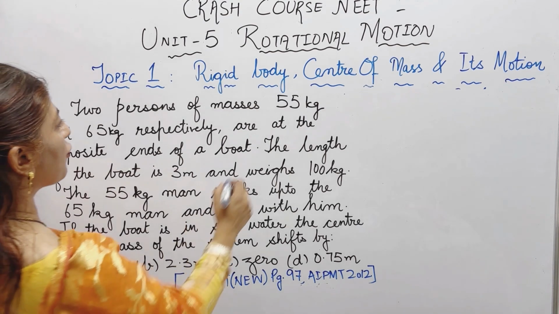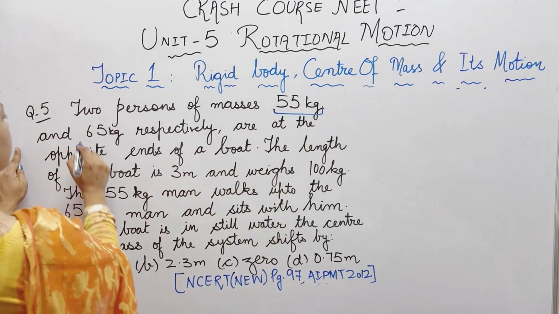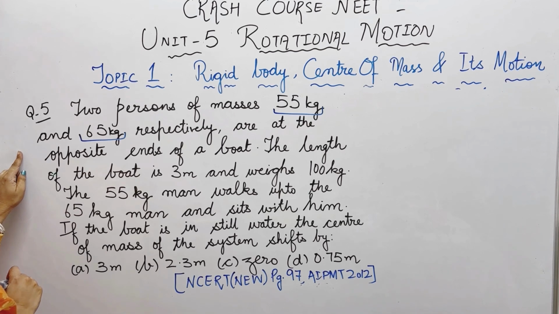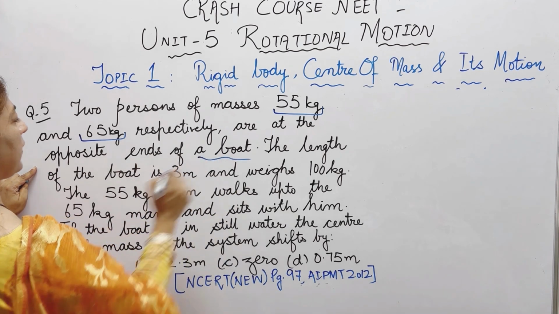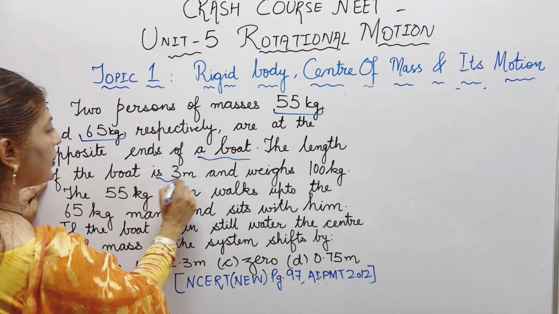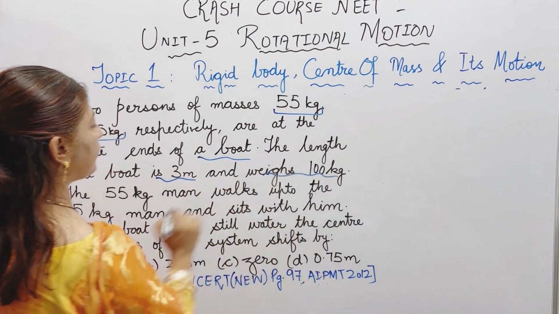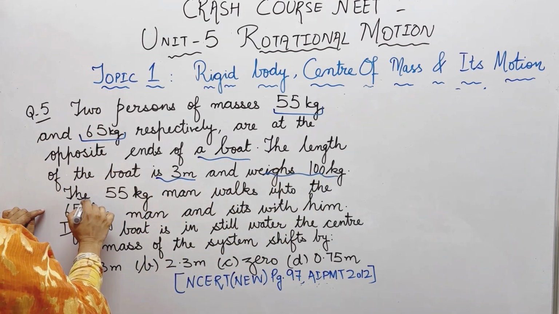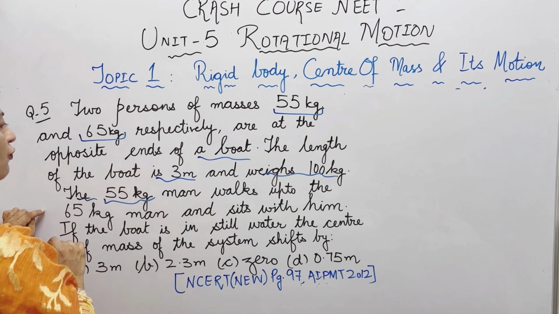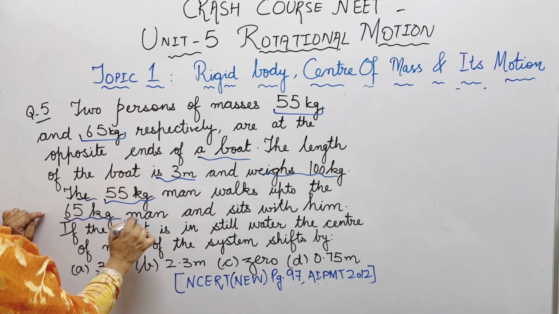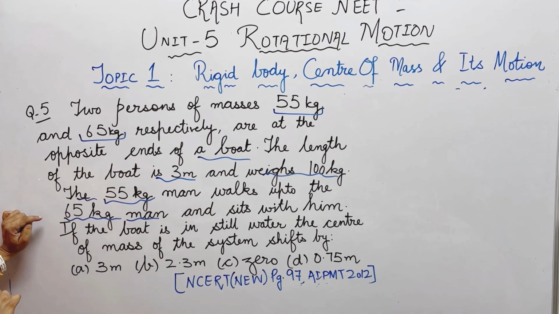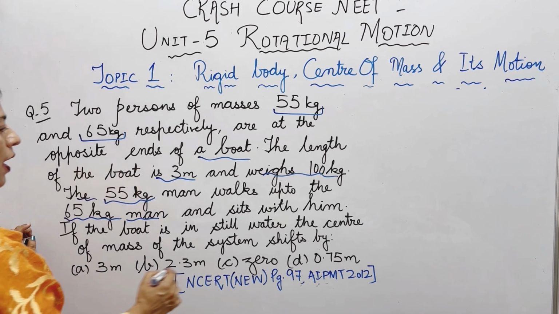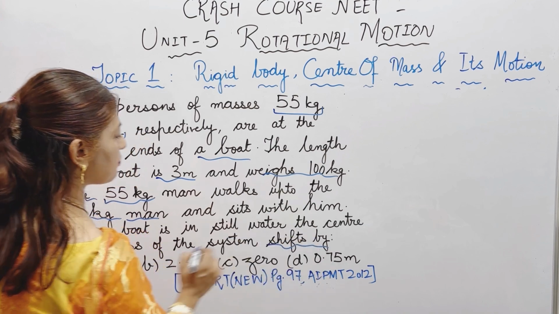Two persons of masses 55 kg and 65 kg respectively are at the opposite ends of a boat. The length of the boat is 3 meter and weighs 100 kg. The man of 55 kg walks up to the 65 kg man and sits with him. If the boat is in still water, the center of mass of the system shifts by.